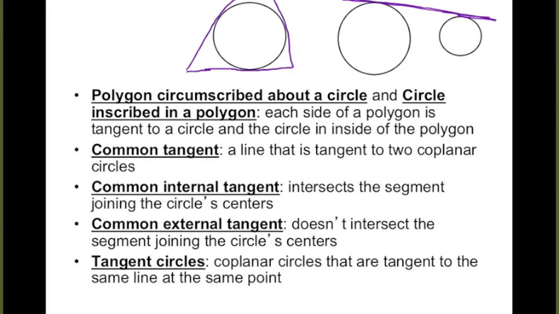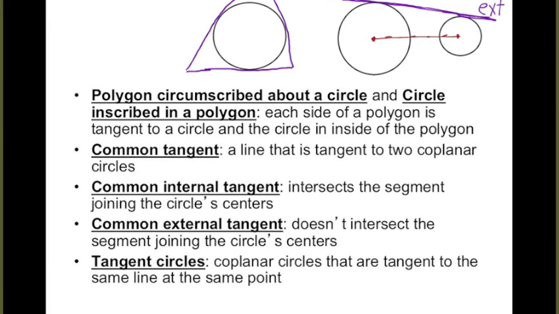Okay. So that line is a common tangent. Specifically, that line is a common external tangent. An external tangent, it says, doesn't intersect the segment that joins the circle centers. So if I take their centers and connect them, that segment doesn't cross our tangent. So it's called an external tangent then.